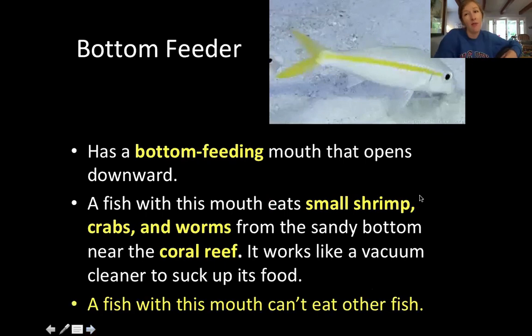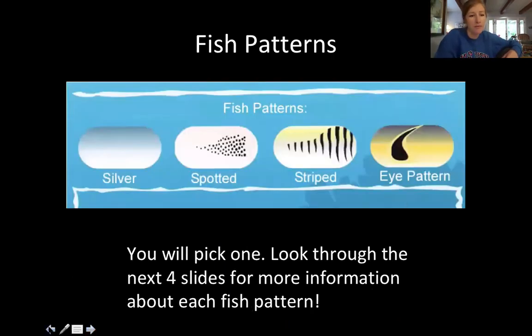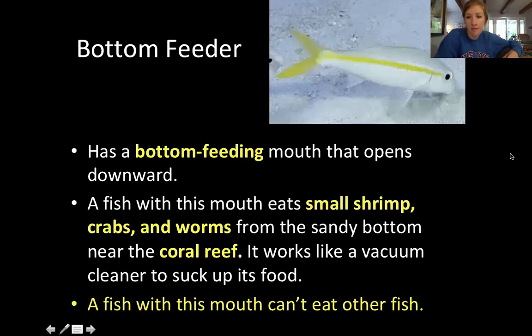All right, and then we have the bottom feeder. The bottom feeder has a bottom feeding mouth that opens downward. A fish with this mouth eats small shrimp, crabs, and worms from the sandy bottom near the coral reef. It works like a vacuum cleaner to suck up its food. A fish with this mouth can't eat other fish.